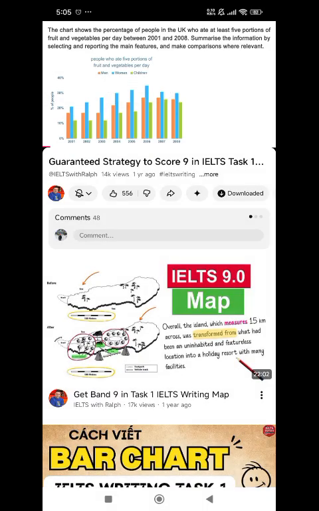The chart shows the percentage of people in the UK who ate at least 5 portions of fruit and vegetables per day between 2001 and 2008. Summarize information by selecting and reporting the main features and make comparisons where relevant. Okay, upon our first look, we must consider what kind of graph it is. It is a comparative graph or a trend graph.